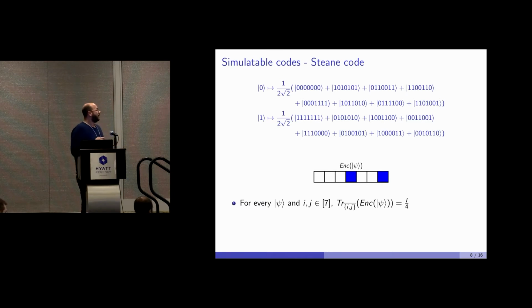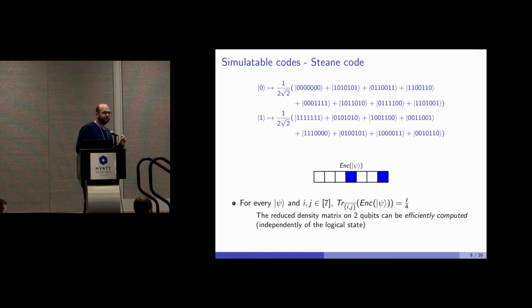So in particular, there is a very efficient algorithm that, given a subset of 2 qubits of the Steane code, outputs the reduced density matrix on these 2 qubits without knowing the state psi. In particular, this algorithm outputs the identity. Okay, so it's a very efficient algorithm.